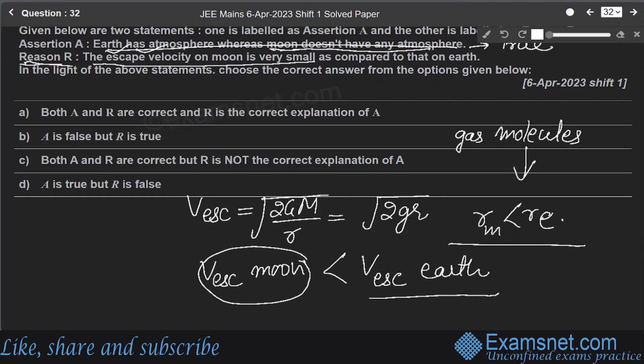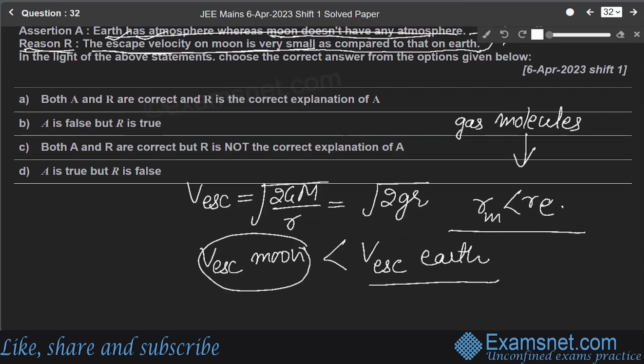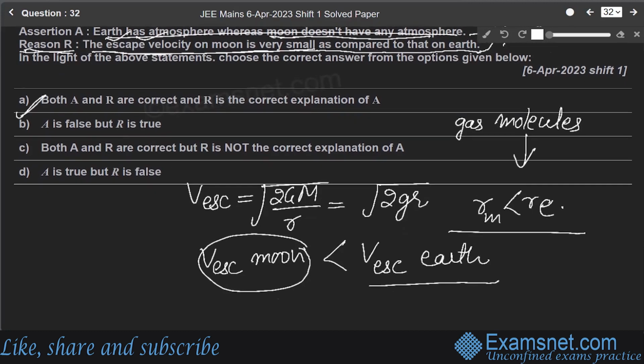So the reason which is given, that the escape velocity on the moon is small as compared to that on the Earth, is the correct reason for this assertion A. So the correct answer of this question is option A. That is, both A and R are correct, and R is the correct explanation of A.